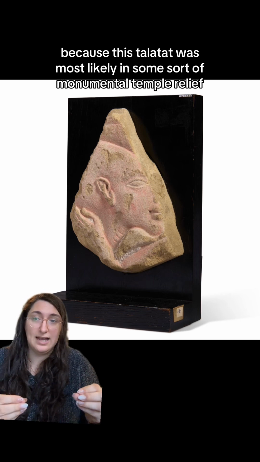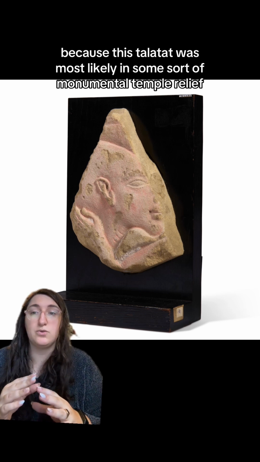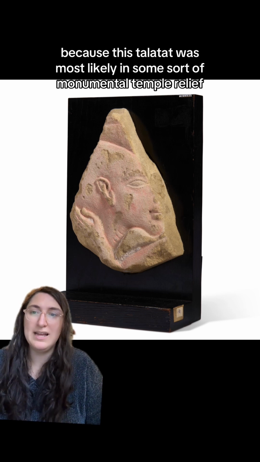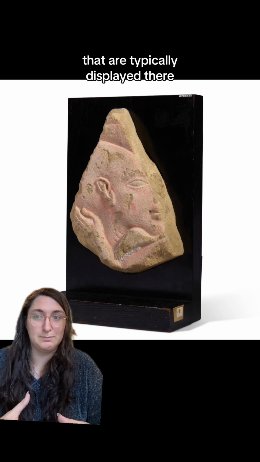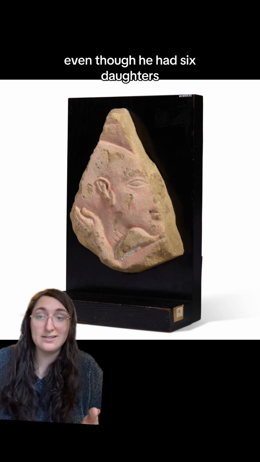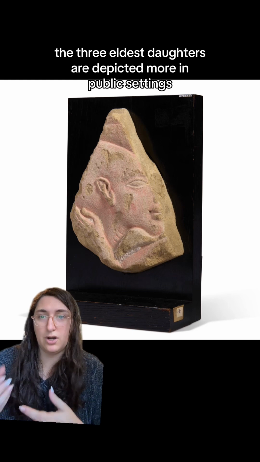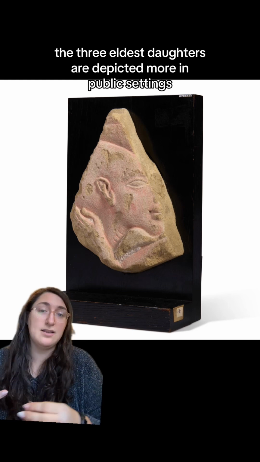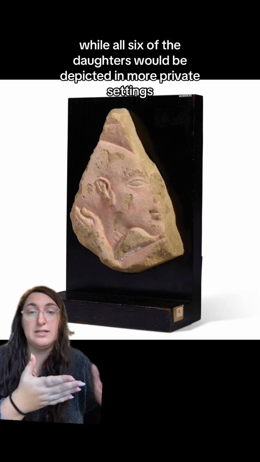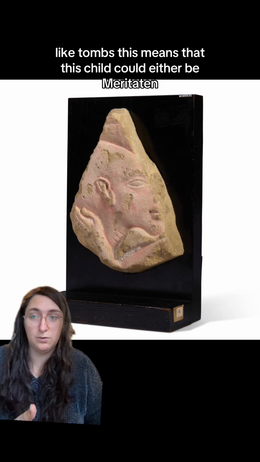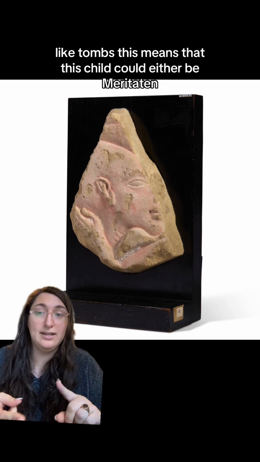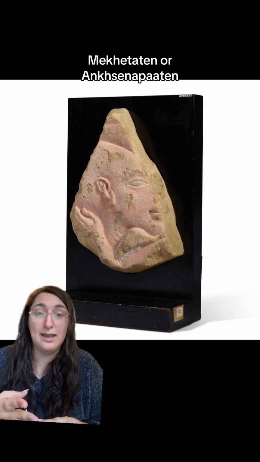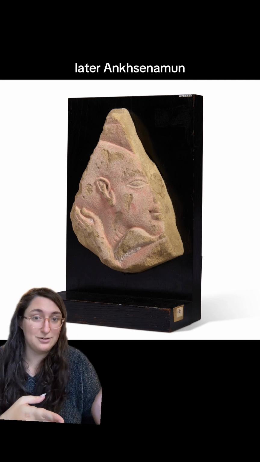Now, because this talatat was most likely in some sort of monumental temple relief, there are usually only 3 of the daughters of Akhenaten that are typically displayed there. Even though he had 6 daughters, the 3 eldest daughters are depicted more in public settings, while all 6 of the daughters would be depicted in more private settings like tombs. This means that this child could either be Meritaten, Meketaten, or Ankhesenpaaten, later Ankhesenamun, the wife of Tutankhamun.